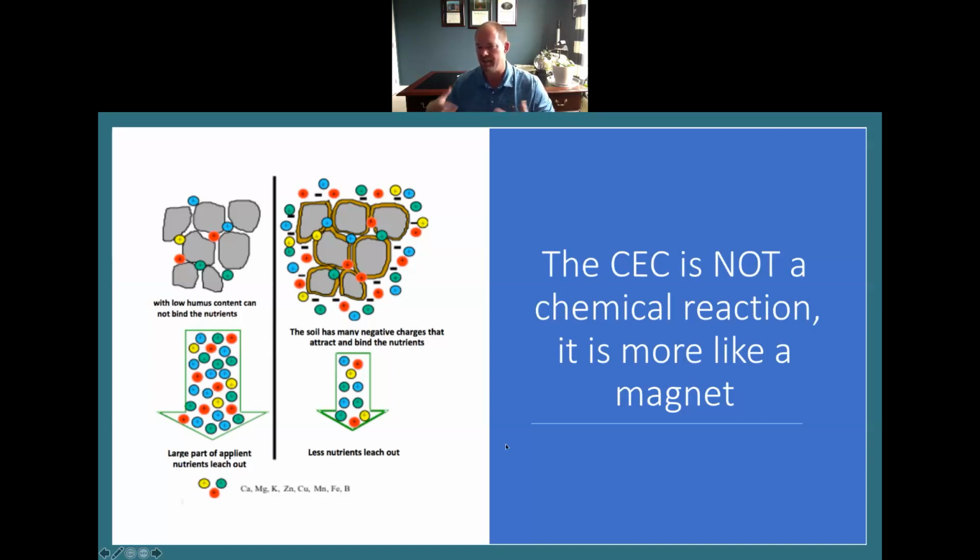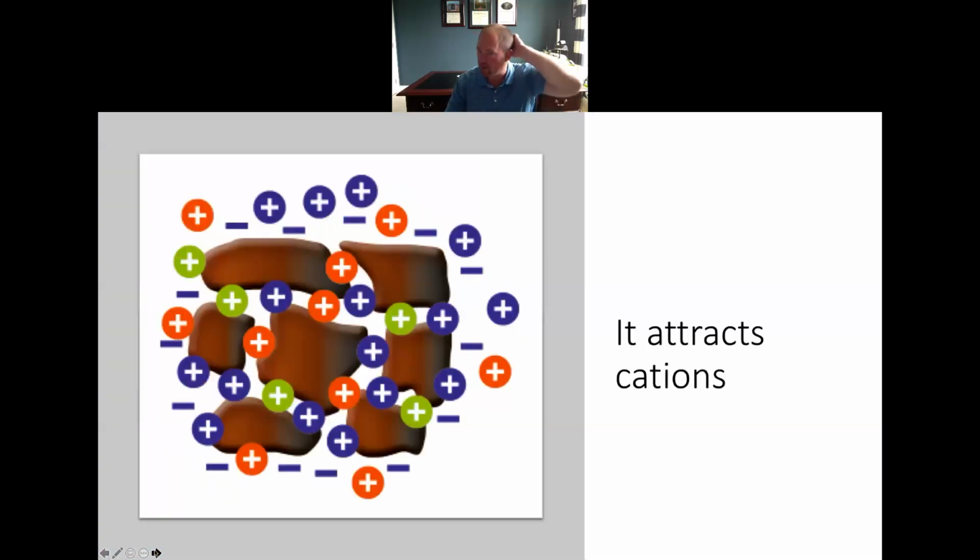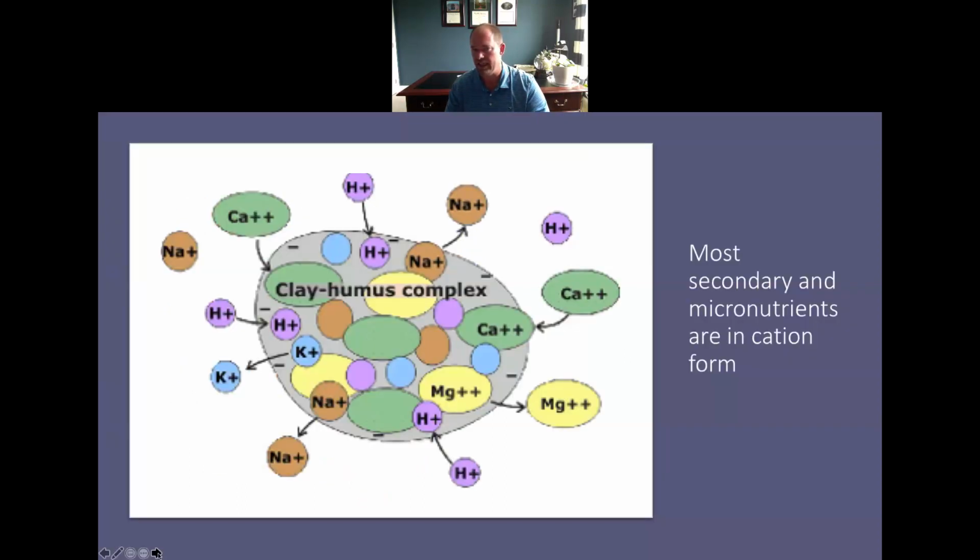When we have a high CEC, that means that the soil has more of a magnetic potential to attract and retain these cations. So if you're putting fertilizers and stuff down, CEC is going to be really valuable to you because the higher the CEC of that soil, the more it's going to have the ability to attract and retain those nutrients and keep them from going to other places. So most secondary and micro nutrients are in cationic form. So the macronutrients, we have our primary and secondary. The secondary macros and the micronutrients are pretty much almost all going to be in cationic form.